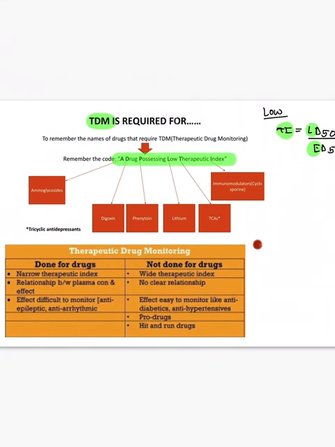So what is the mnemonic? A drug possessing low therapeutic index. A for aminoglycosides.